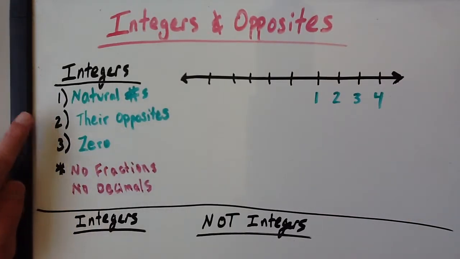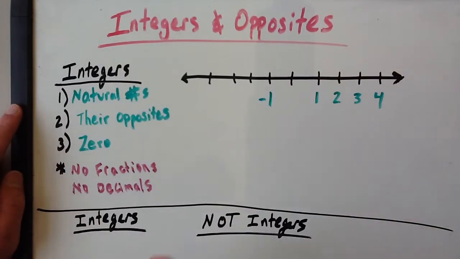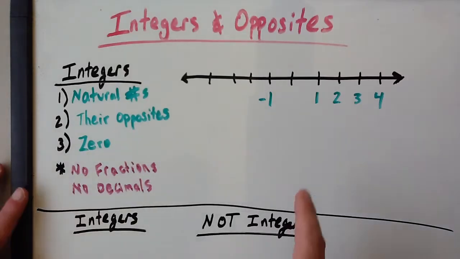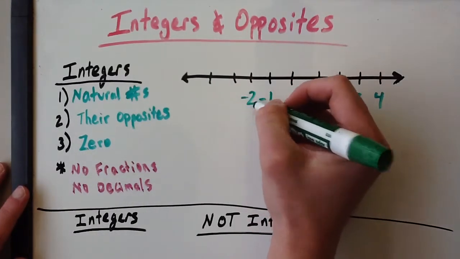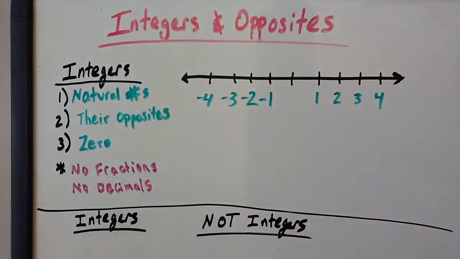They have opposites. So what is the opposite of 1? The opposite of 1 is negative 1. That's how we can read that negative sign. We can say negative 1 or the opposite of 1. The opposite of 2 is negative 2. Opposite of 3 is negative 3. Opposite of 4 is negative 4, and so on.